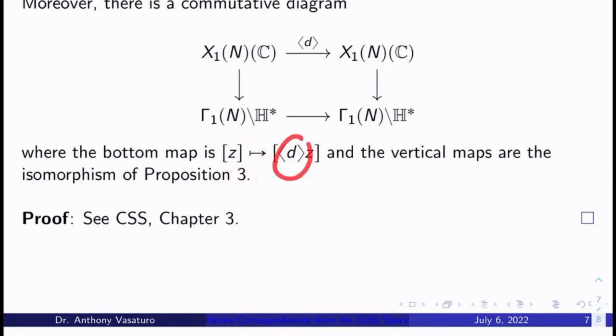Remember, diamond(d) is a matrix. Matrices act on points in the upper half plane. They give us other points in the upper half plane. Diamond(d) times z is just some point in the upper half plane. So I'm just sending the orbit of z to the orbit of diamond(d) acting on z.